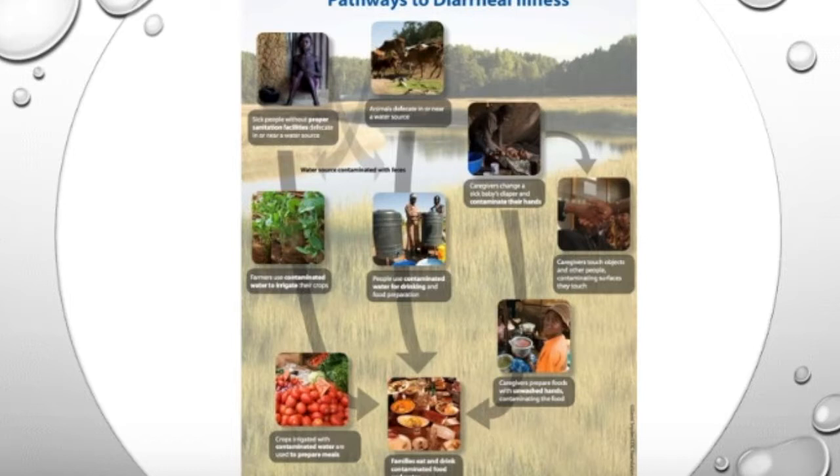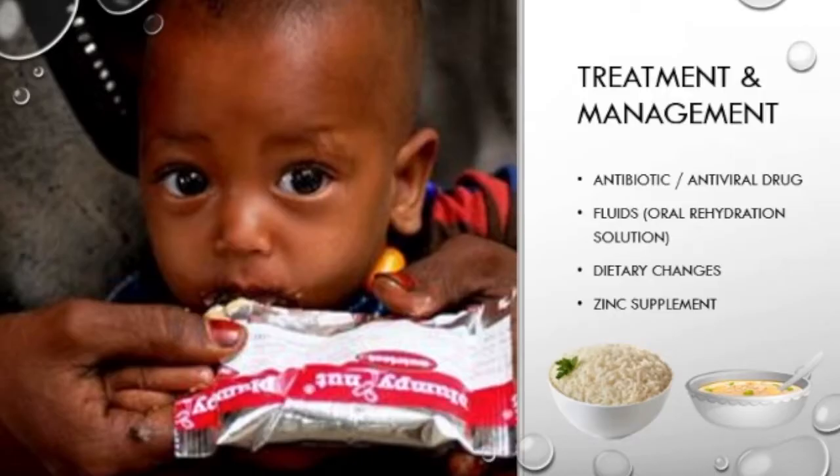This image shows various modes of transmission for diarrhea. It can be passed from a sick person into the water supply or food supply, which is then consumed, or the infection can be passed from a caregiver to other people or even to the food during preparation.